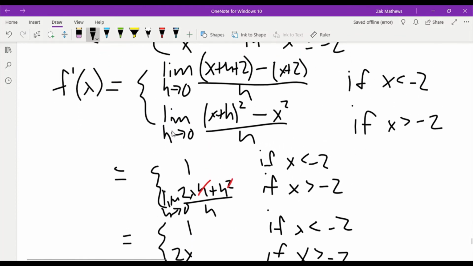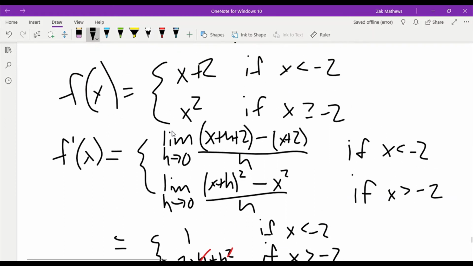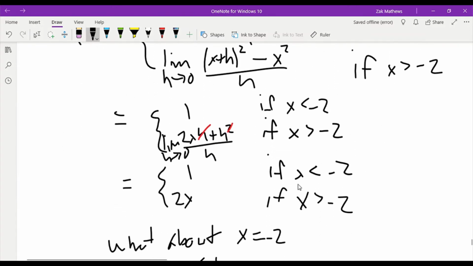But actually, this was a lot of work for naught. A lot of extra steps that I didn't need to do because I could have looked at the negative 2 right away and been able to see it didn't have a derivative. Because if I just look at the continuity, if I plug negative 2 in, I get negative 2 plus 2, which is 0. Negative 2 squared is 4. And so because negative 2 is a non-continuous point, I've found the derivatives to the left and the right of it, but I know that the derivative does not exist at negative 2.